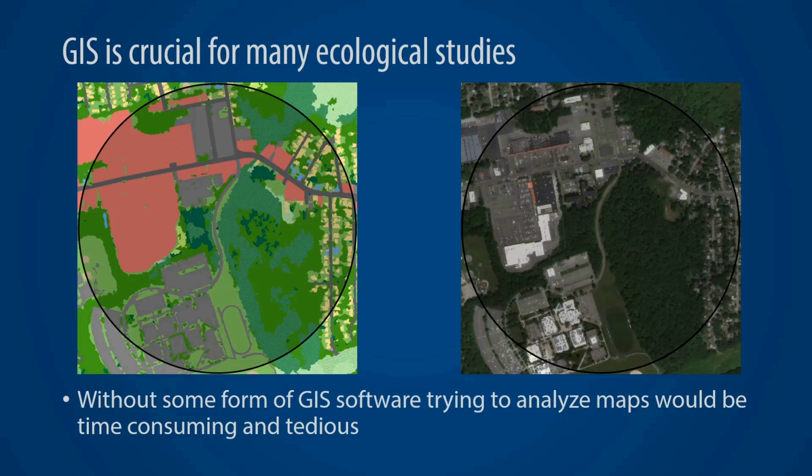And because of this, GIS is very important for many ecological studies. Without it, you'd have to analyze the land based on a satellite image, like the image on the right. This is possible, but would be time consuming and tedious.